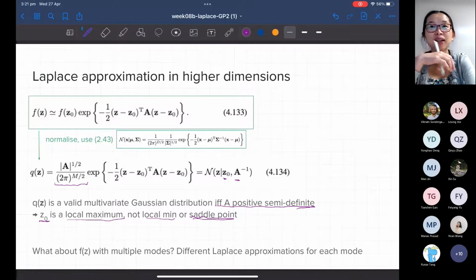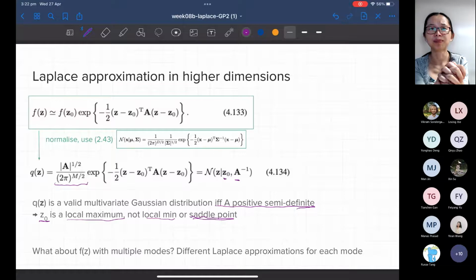Geometrically, it makes sense. We can't easily think in higher dimensions, but imagine z is 2 dimensions, and we have a local mountain in the arbitrary function f of z. We can put a Gaussian that approximates that mountain. We cannot put a Gaussian to approximate a valley or a saddle point, which is higher on one side and lower on the other side. And if f of z is a landscape rather than one mountain, then we could have different Laplace approximations for each mode.